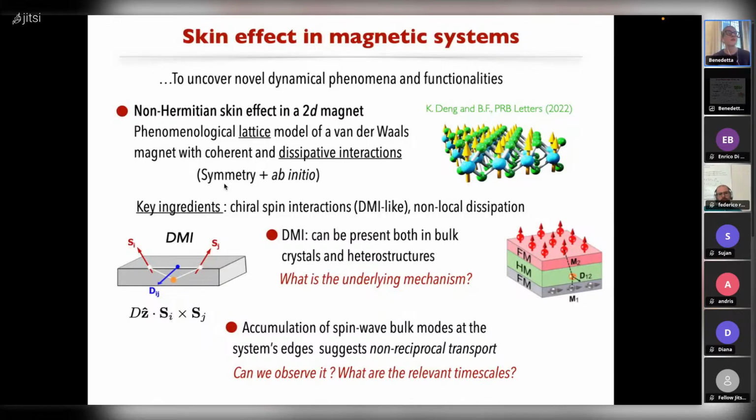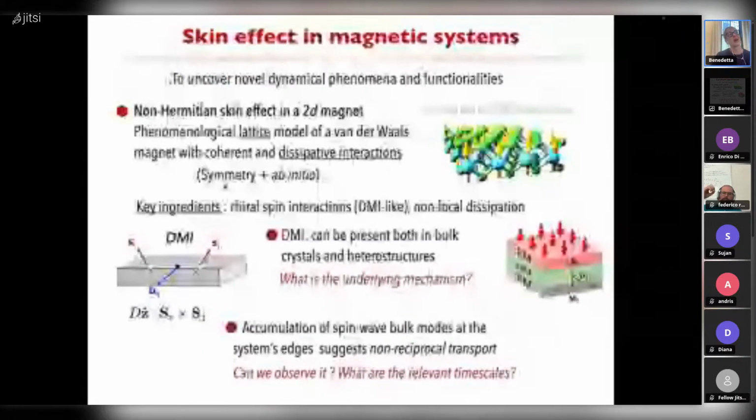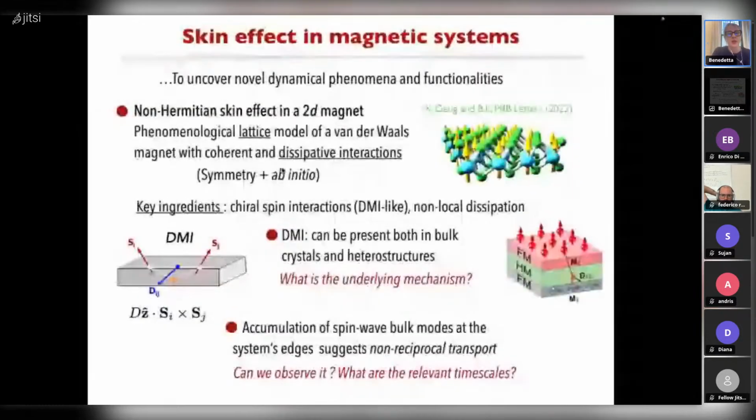So let me just make a phenomenological ansatz for the dissipative part that captures both local and non-local contributions, so both k-dependent and k-independent terms. And it's also consistent with, for example, the crystalline symmetries of the system. So we did that, and we also tried to match the k-dependent part of the dissipation to some ab initio results that we found.